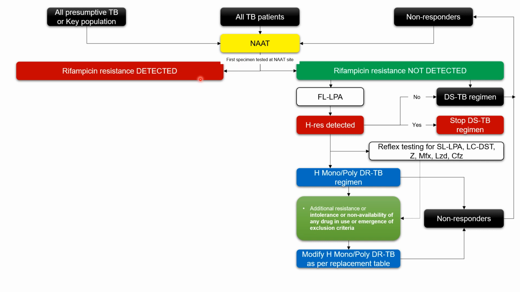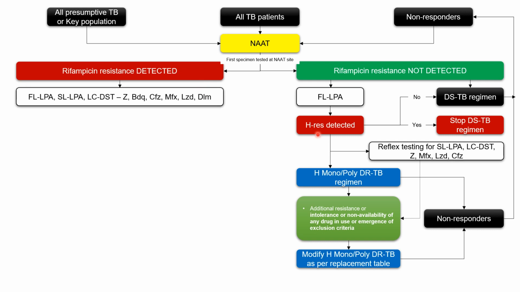Rifampicin resistance detected means this patient is a case of rifampicin resistant TB, or it can also be called multi-drug resistant TB, depending on the presence or absence of INH resistance. So then what do we do? Then we do first line probe assay, second line probe assay, and LC-DST, all three tests. Important point to note is that in this case also we did all the tests, FLLPA, SLLPA and LC-DST, and in this case also we did FLLPA, SLLPA, LC-DST.